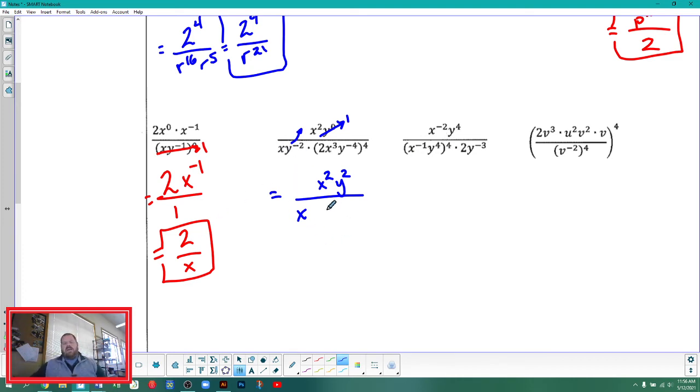On the bottom, I've got that x hanging out in front. And then 2 to the 4th, x to the 3 times 4, which is 12. And y to the negative 4 times 4, which is negative 16. I've got these x's that I can combine. And then I'm going to bring that 16 to the top. Okay. So I guess I'll just go ahead and write that. Y squared, y to the 16th. And then that's going to be over 2 to the 4th. That looks like x to the 13th.